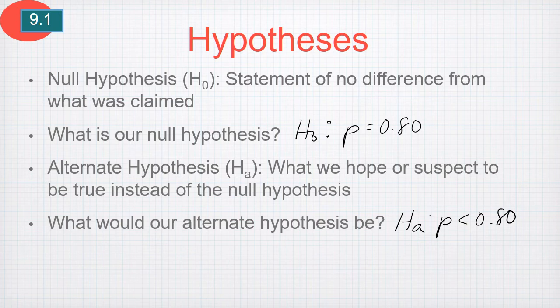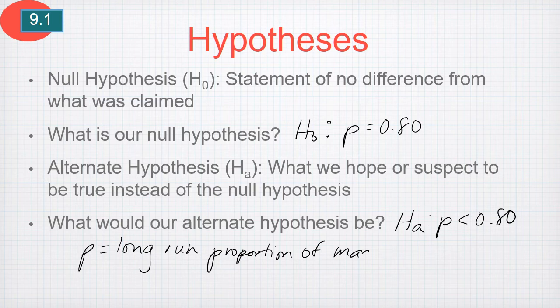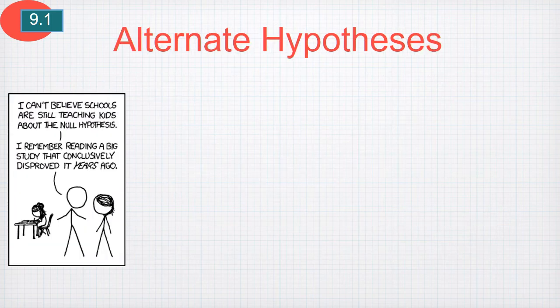Okay, so we have our null hypothesis, we have our alternate hypothesis, and then we need to define P. So we'd say P equals our long run proportion of made free throws. And anytime you start a problem, you would state the null, you would state the alternate, and you would define your parameter.